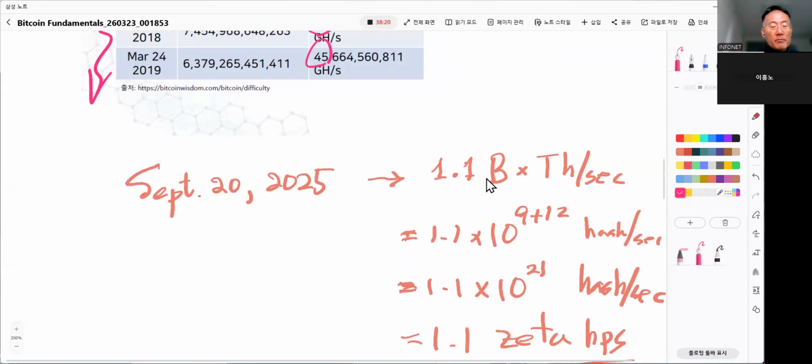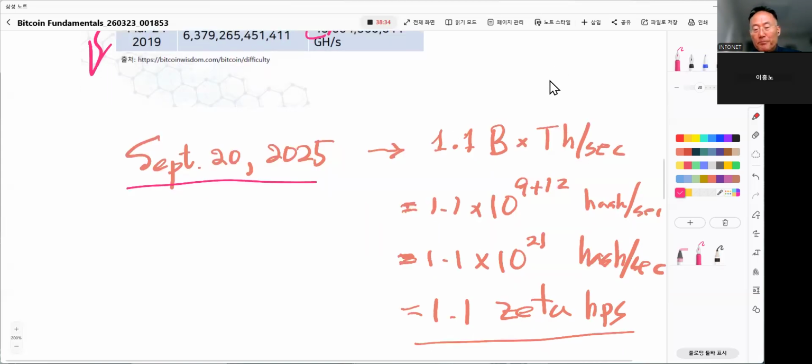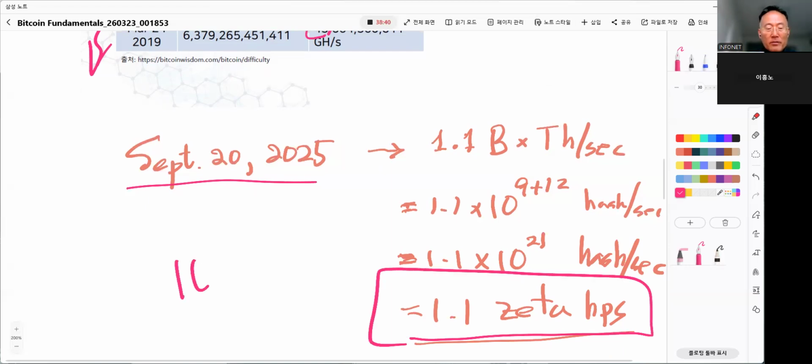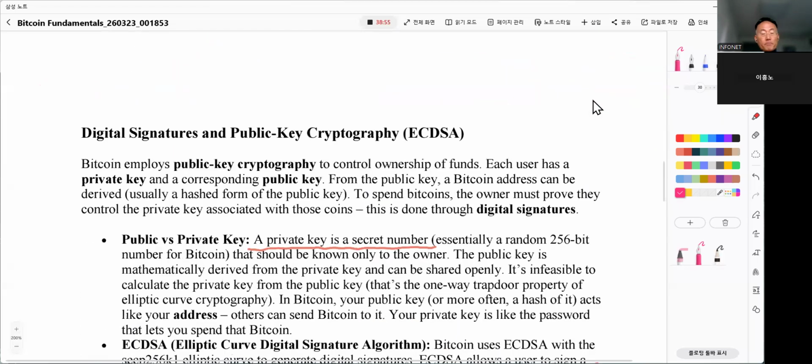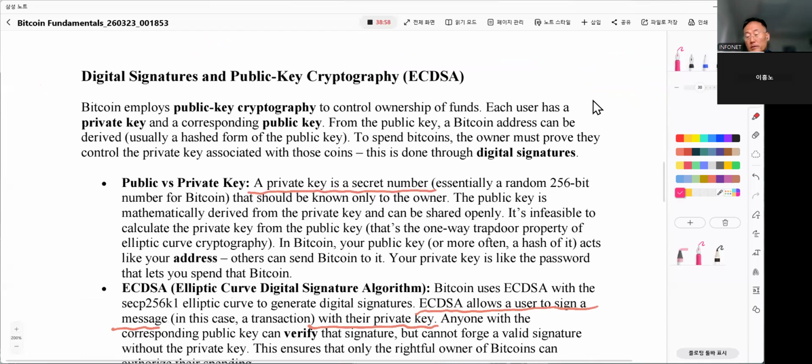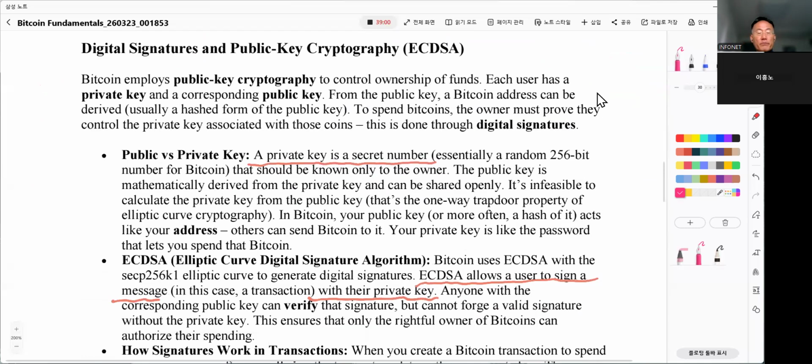Now, September 2025, when we had the all-time high of the Bitcoin price, the hash rate was at the peak, right? That was actually 1.1 zetta. Zetta is 10 to the 21. So that was 1.1 zettahashes per second. Okay, back then. All right, and now we are going to talk about digital signature and public key cryptography.